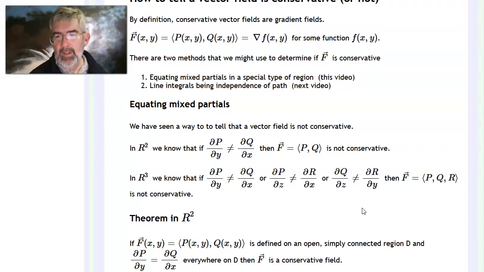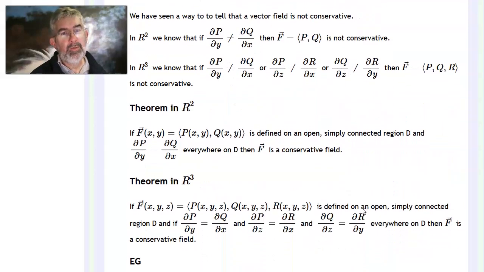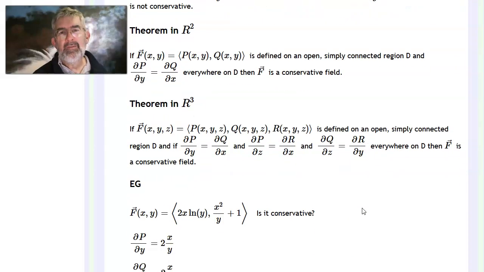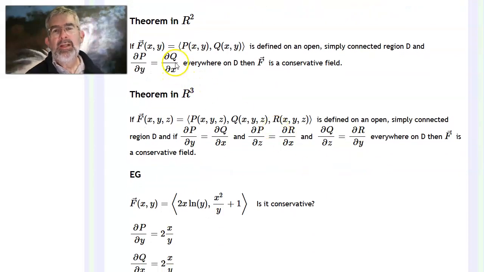Okay. So here are my two theorems. One of them is in R2 and one of them is in R3. So the theorem in R2 says, if you've got this vector field F, which is P in the x component, Q in the y component, if it is defined on an open, simply connected region D, and the partial of the first part with respect to the second variable is equal to the partial of the second part with respect to the first variable, right? Partial P with respect to y is equal to partial Q with respect to x, everywhere on that region, then it is a conservative field.